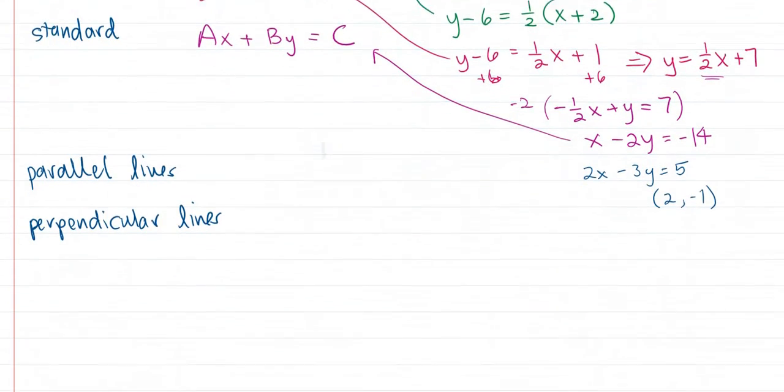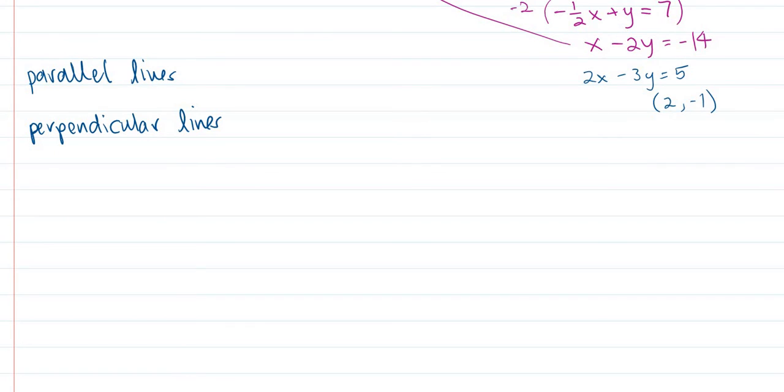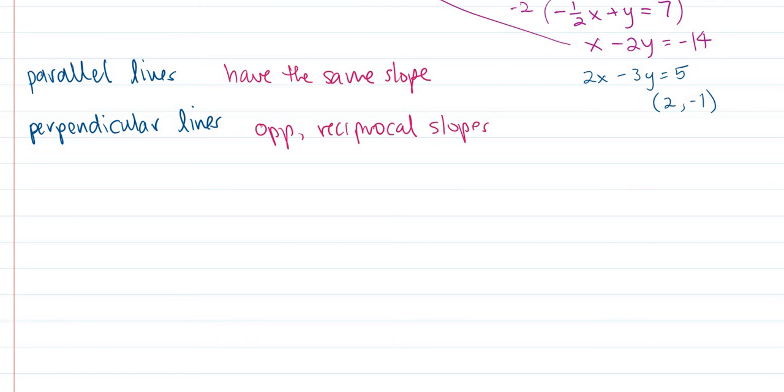Moving on. Let's talk about parallel and perpendicular lines as a recall. All parallel lines have the same slope. And all perpendicular lines have opposite reciprocal slopes. So this means if I have a slope equal to 2, then the perpendicular slope, this little symbol means perpendicular, is going to be negative, that's opposite, and reciprocal 1/2.